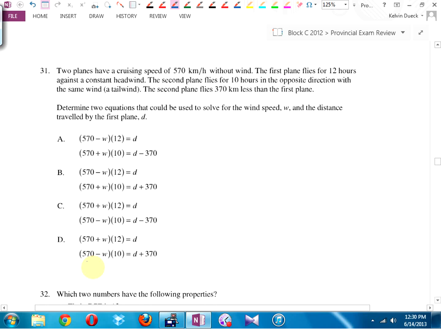31 is nasty. Read 31. Now, this is a word problem. Brianna, look at your answers. How many equations are there in each answer? I caught you zoning out, I know. 2. This is a system.